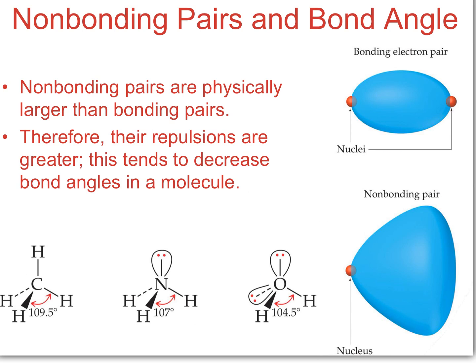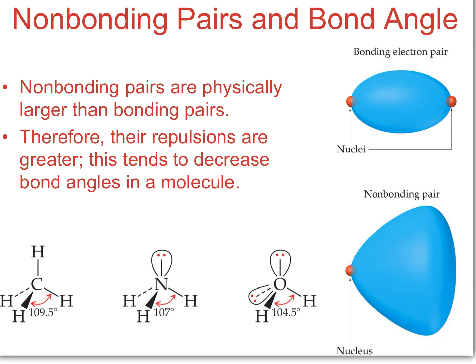Non-bonding pairs and bond angle. Non-bonding pairs are physically larger than bonding pairs. Therefore, their repulsions are greater. This tends to decrease the bond angles in a molecule.